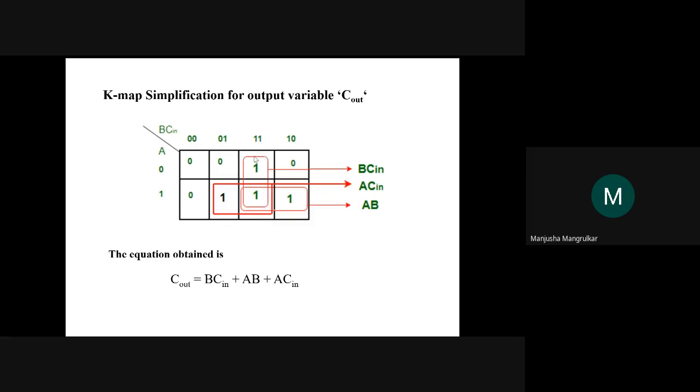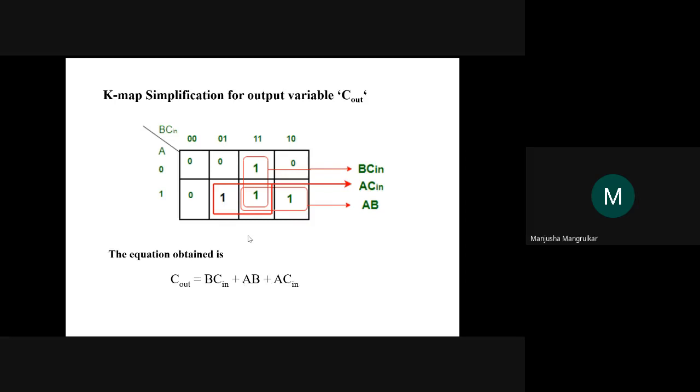If this pair, A is changed from 0 to 1, only constant is B and C. So this pair is B and C. If this pair, A will be the same, B will be the same, C will change. So this pair is only A and B. If I'm considering this pair, only B changes, A and C will be constant. So this is A, C in. So my C out, carry out, is what? B C in plus AB plus A C in.